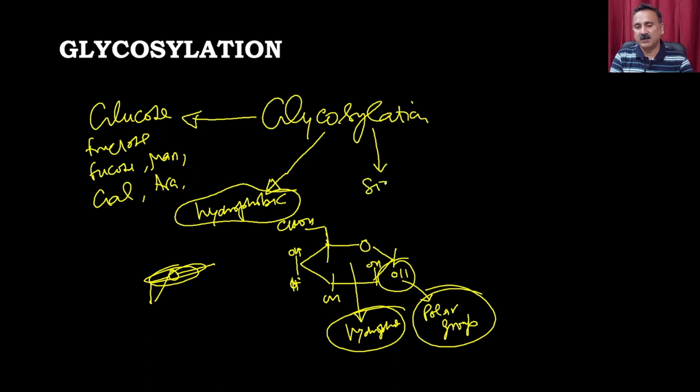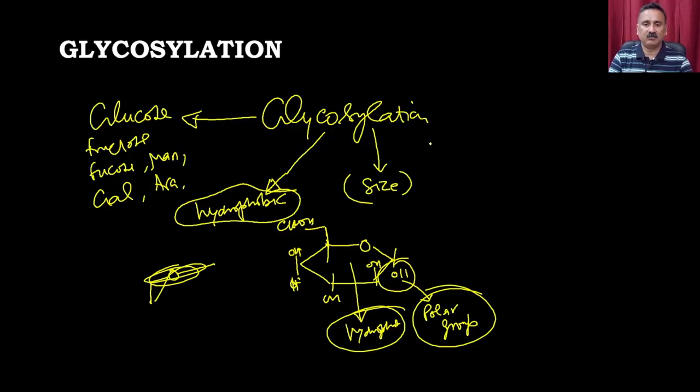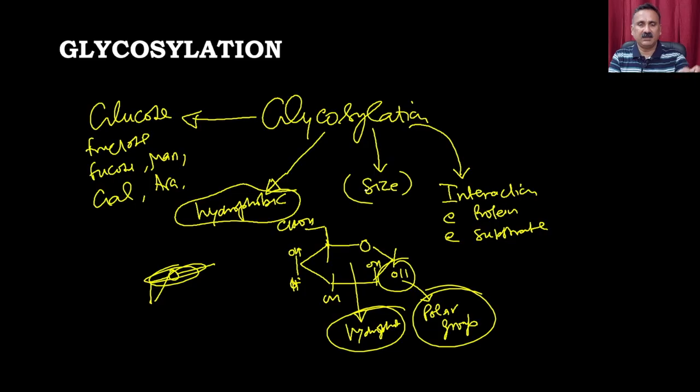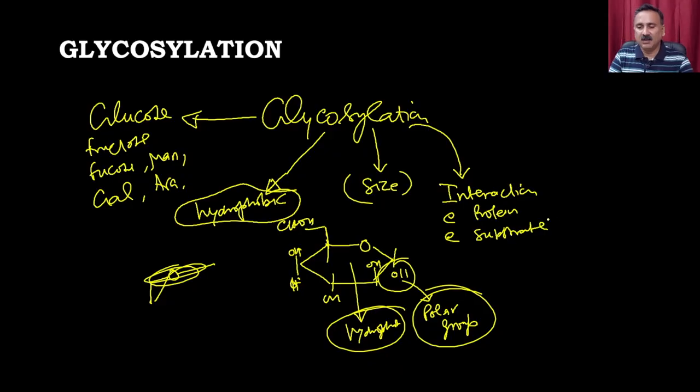Then the second is that it is going to change the size. These are not going to get compact. When they are present inside the protein structure, they are going to make the protein structure more loose, and because of that it is going to impact the size of the protein. Then it is also going to change the interaction of the protein with other proteins or with substrate. If there is a glucose molecule attached, it is going to occupy that space and may not provide space for the substrate to interact. Similarly, it may allow the interaction of some other proteins. And glycosylation is also going to change, as I said, the surface chemistry or the charges of whatever is present.